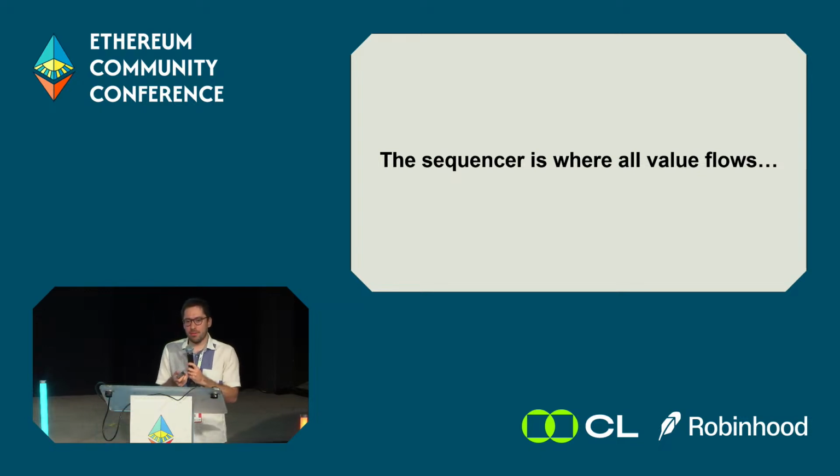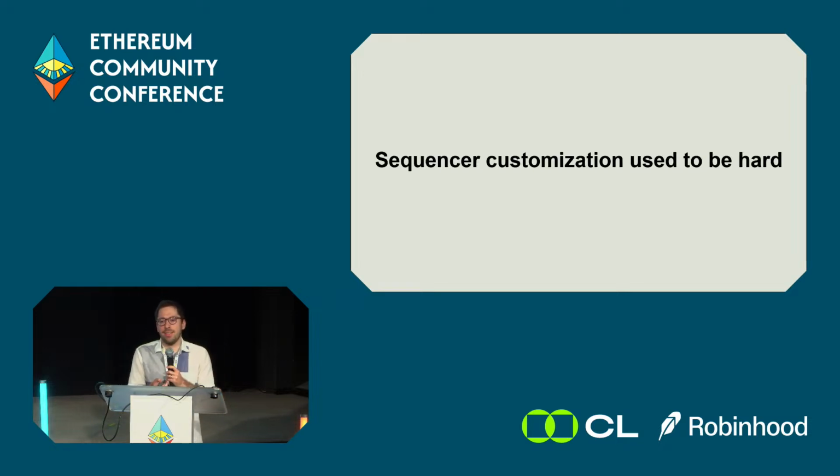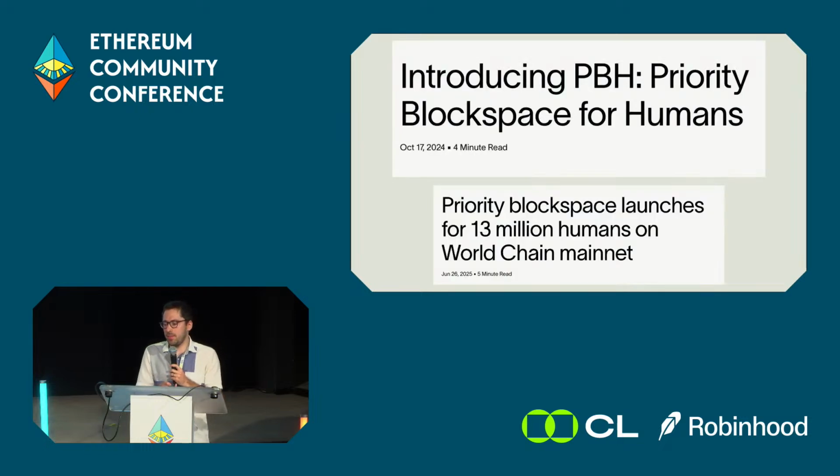This is kind of shocking to me, because the sequencer is where all of the value flows. It's where all the transactions are going through. And why are we not customizing it? Why is this such an untapped potential? One reason is that sequencer customization used to be hard. If you look at World Chain, for example, they announced priority block space in October, and they launched it last week. They're very much a pioneer here, but they're a really well-resourced group, and it took them, with great partners, a while to get this done.